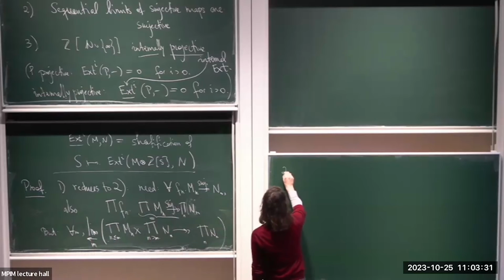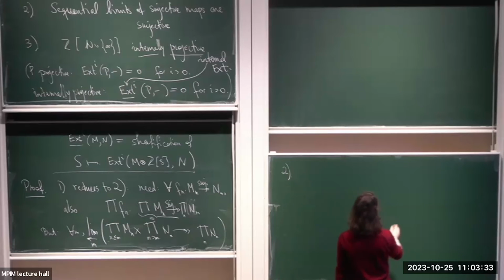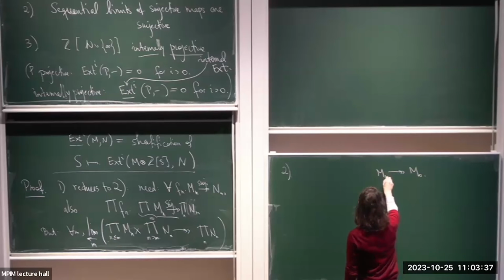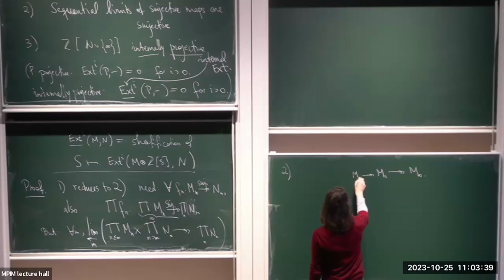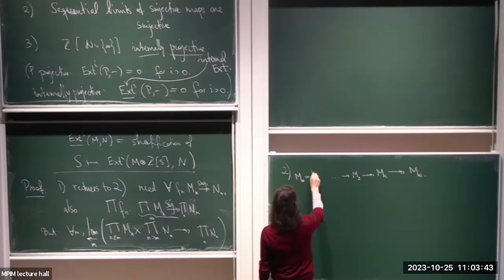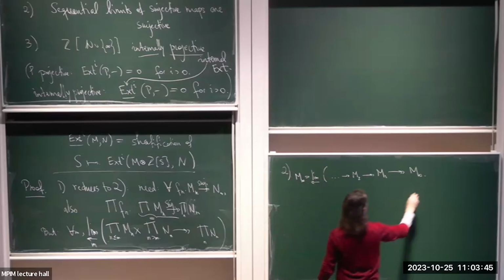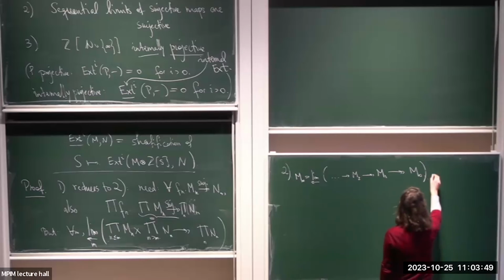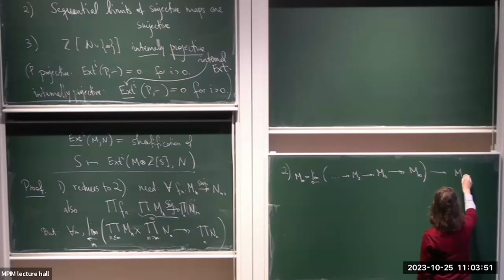And so for 2, assume you have such a diagram. So you have M0, M1, M2, and M infinity is the limit of this diagram, which certainly maps to M0. And we ask ourselves whether this is surjective.